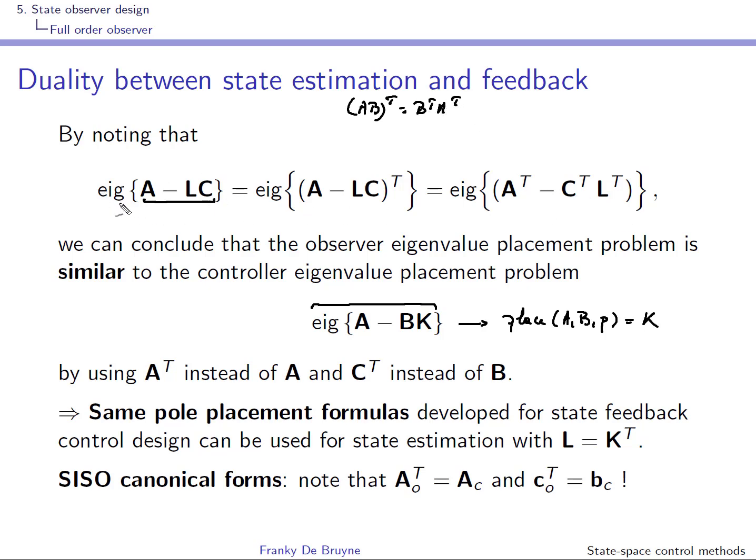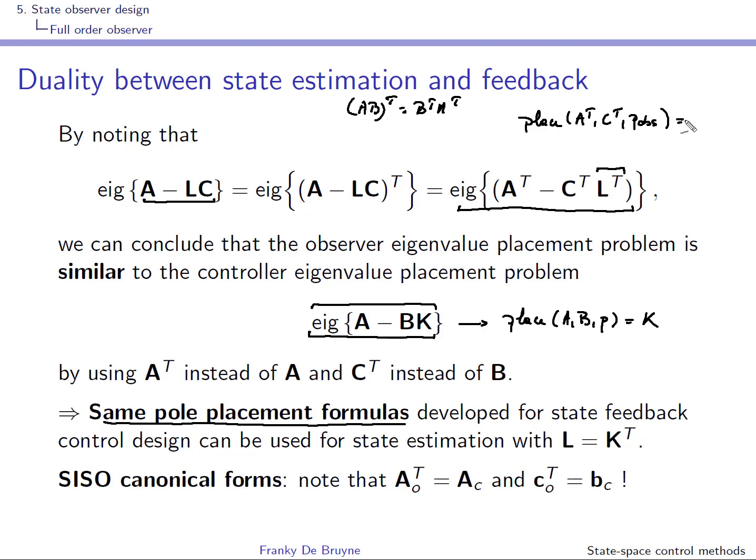So you can see that the eigenvalues of A minus LC are equal to the eigenvalues of A transpose minus C transpose L transpose. So the difference now is that this L transpose is at the end, and this looks like an eigenvalue placement problem like the one that we had before, right? So we can use the same pole placement formula, the same MATLAB function, but we have to do a place with A transpose, C transpose, and the poles of the observer, and this will produce L transpose. Of course, we need not L transpose but L, but that's easy to fix in MATLAB.